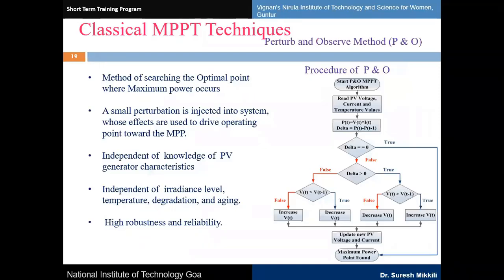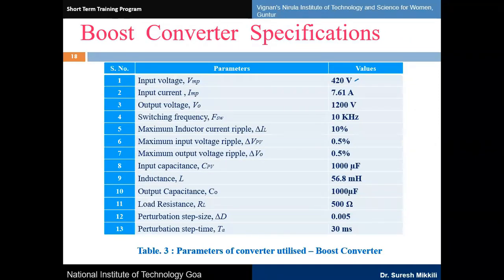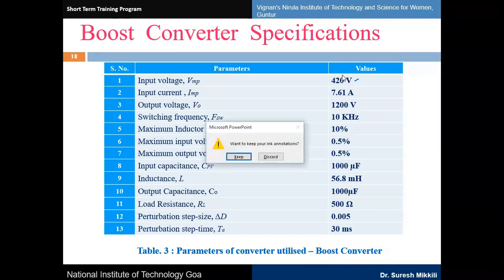Okay, so now we will try to design. I'll try to show you how we have taken the PV model. Then after that I will show you what we have taken for the boost converter. Then I will move to the P&O or incremental conductance. Let me show you till then.